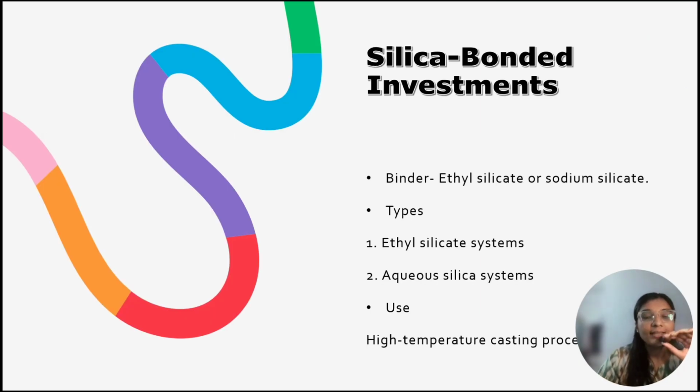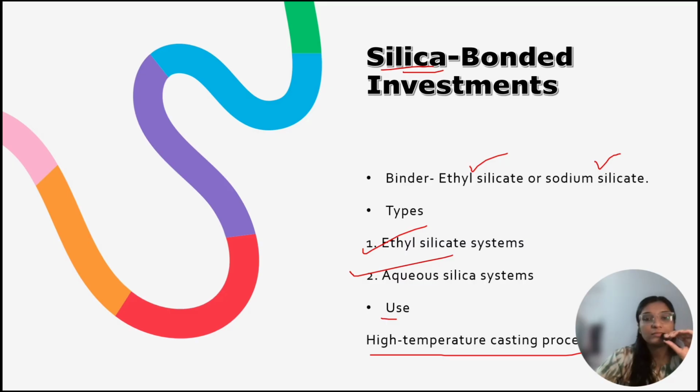Then the third type is silica bonded investments. So there are two types of binders, ethyl silicate and sodium silicate. So there are two types of systems accordingly. There is ethyl silicate system and aqueous silica systems. And the use is high temperature casting procedures, like we use it in making partial dentures, base metal alloy partial dentures.